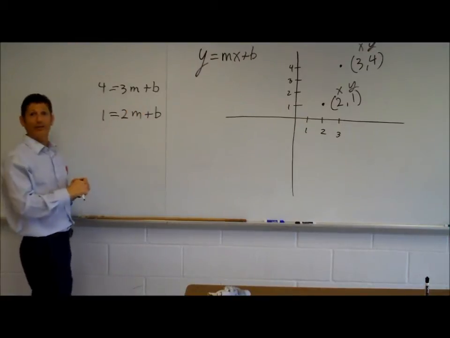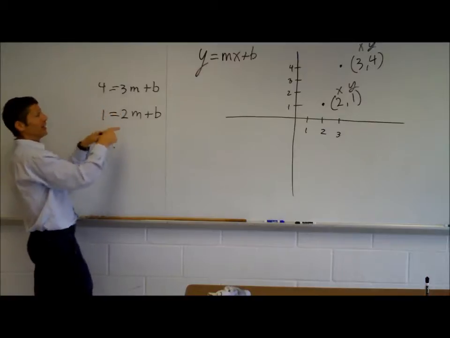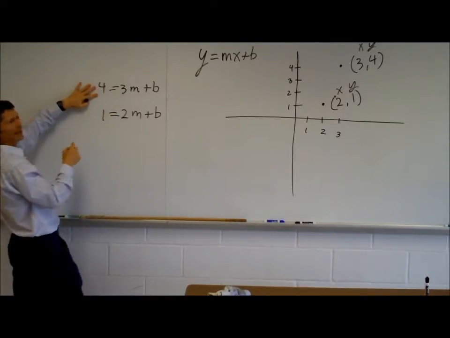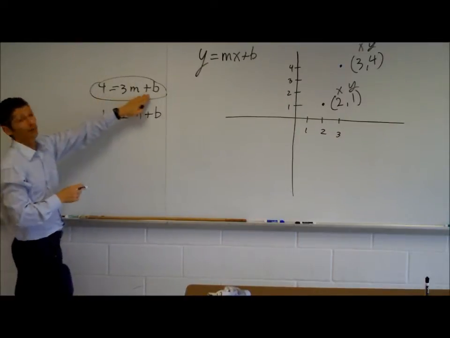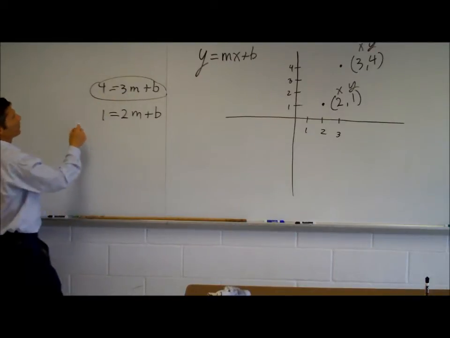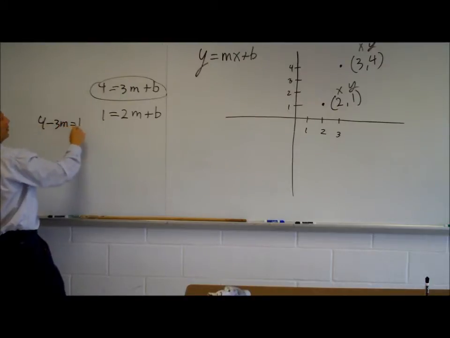I can subtract to get rid of one of the variables. I can solve one of them for one of the variables and plug it into the other one. That's actually the way I like to do it. So I'm going to take this top one, solve it for one of the variables. I'll solve it for b. So I'll subtract 3m from both sides. I have 4 minus 3m equals b.